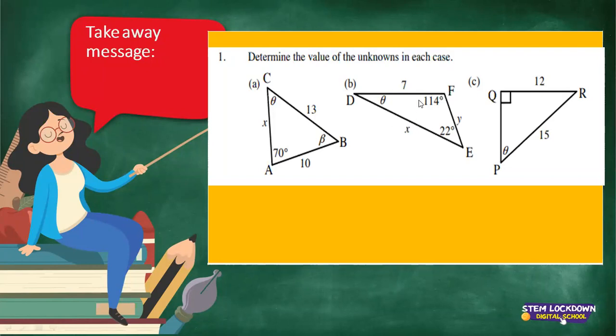And for our theta it is easy. The three angles must add up to 180. Then you can see 180 minus 114 minus 22 will give us theta here. And then find our y. Once we have theta, then we can easily find our y.